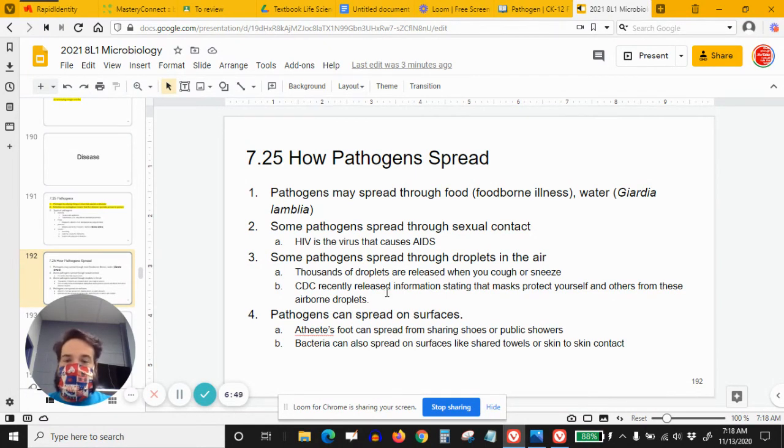All right. Some pathogens spread through droplets in the air. Thousands of droplets are released when you cough or sneeze. That's why we wear the mask. And the CDC has recently released information saying that the mask not only protects other people from your germs, but it also protects you from other people's germs.